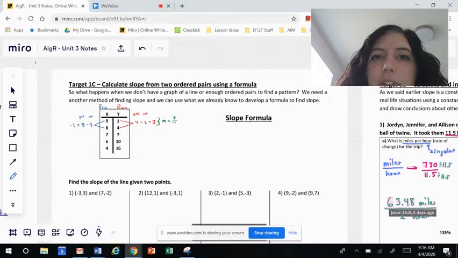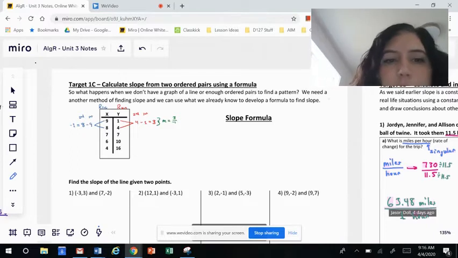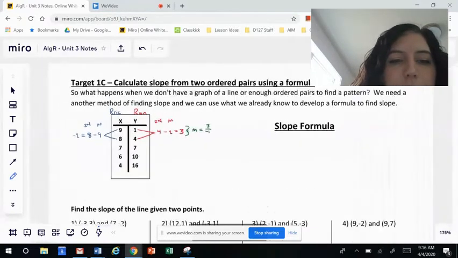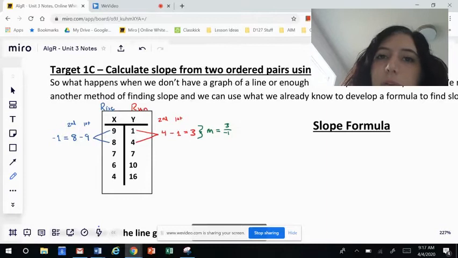All right, so if you could please turn to the 4th page in your packet where it says target 1C, calculate slope from 2 ordered pairs using a slope formula. We are going to be learning about what the slope formula is and how you can use the slope formula to find the slope given 2 ordered pairs that are already on a line. So where does the slope formula come from? It actually comes from what we were doing before we left for break, which was finding slope from a table.